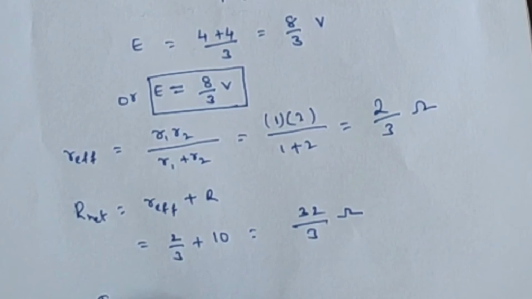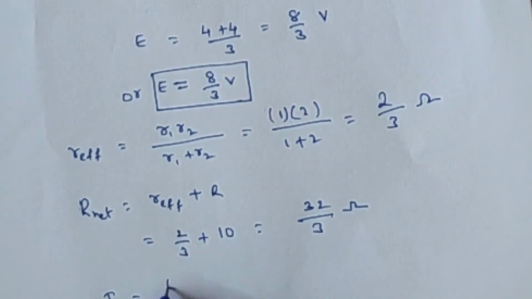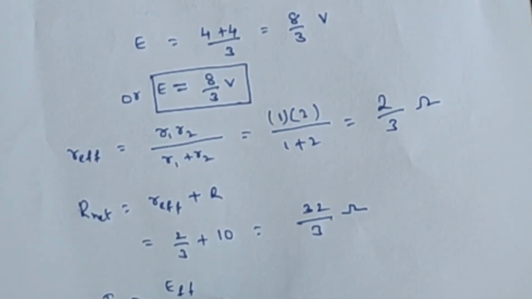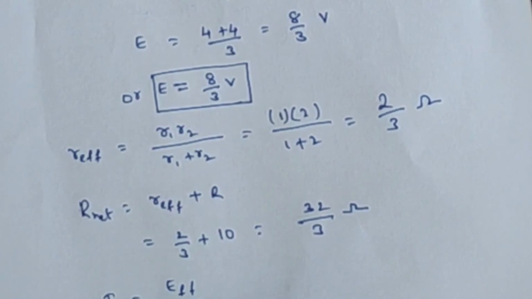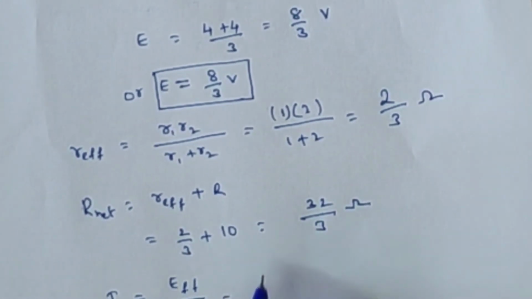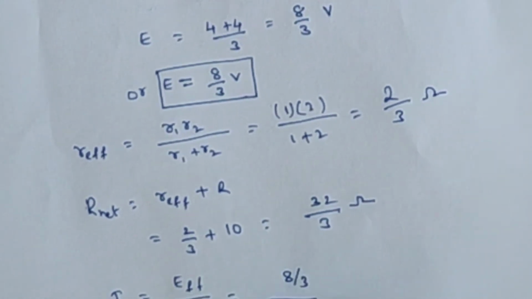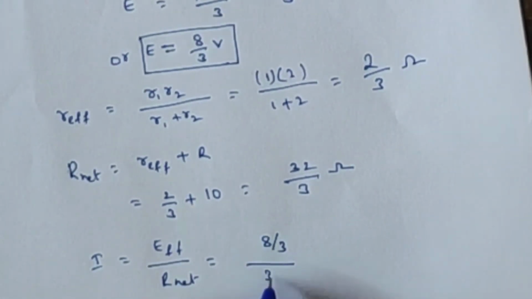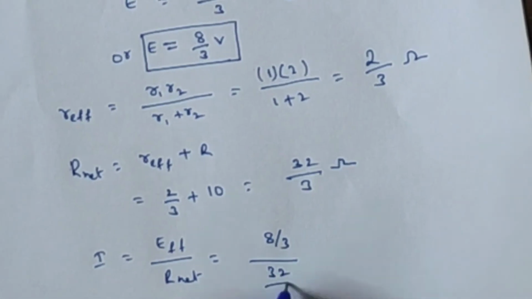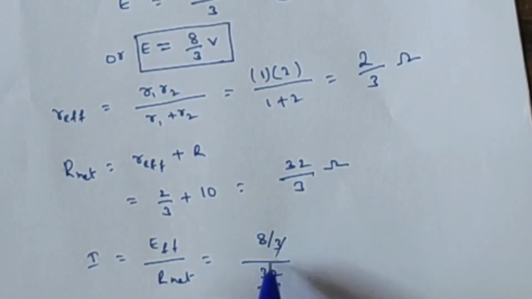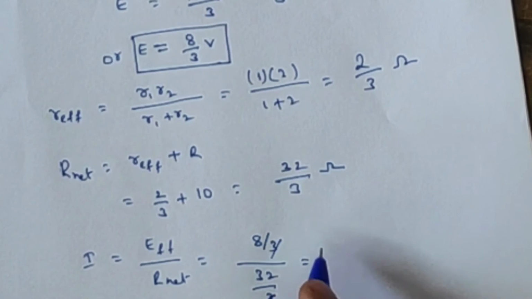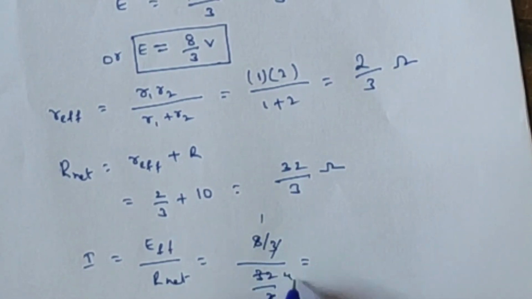So I equal to E effective divided by R net. So E effective we have already calculated, that is 8 by 3 divided by 32 by 3. So this 3 and 3 get cancelled. 8 1s are 8, 8 4s are 32, so that is 1 by 4 ampere.